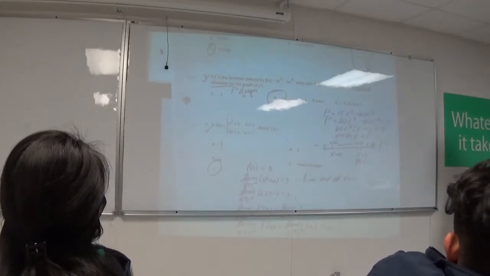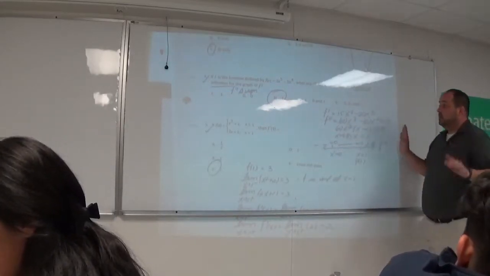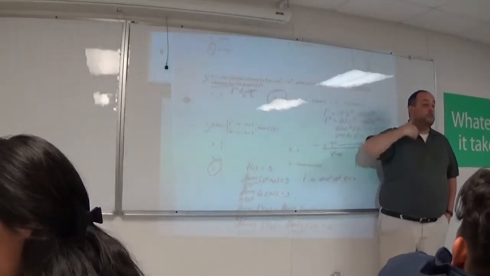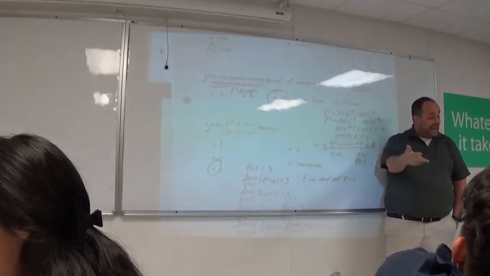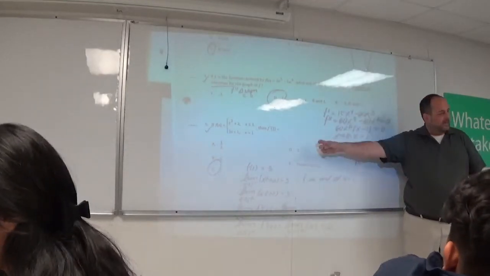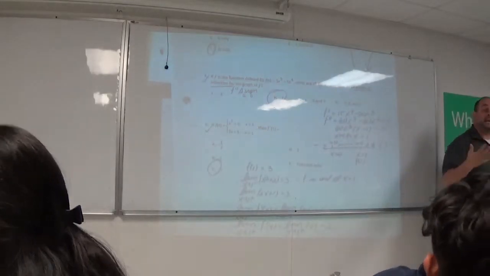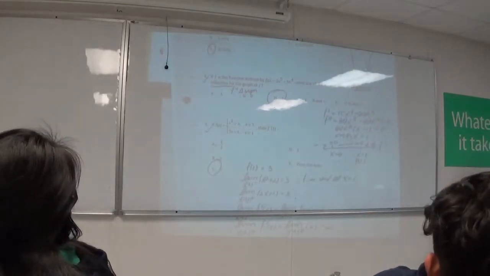For the number line test, do you always use the derivative? No. You might use the original function, you might use the first derivative, you might use the second derivative. The number line test is for comparing things to zero. You want to know where things are positive and where things are negative. That's what we want.